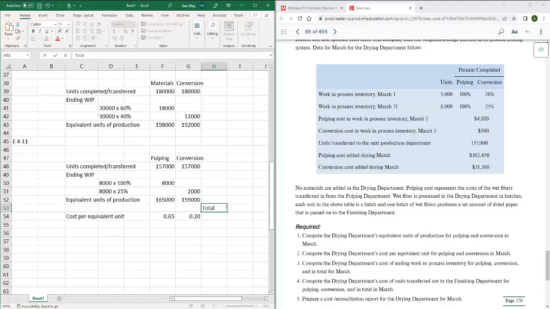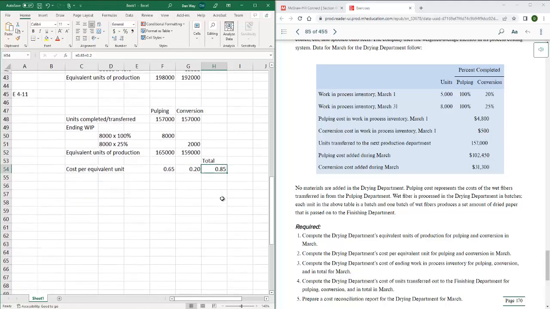One thing we did in chapter 4 here was we also came up with a total cost per equivalent unit, and there was nothing fancy there. It was just the cost per equivalent unit with respect to the two cost categories added together. Okay, so if we needed that information for anything, there it is, just the 65 plus the 20 or 85 cents.